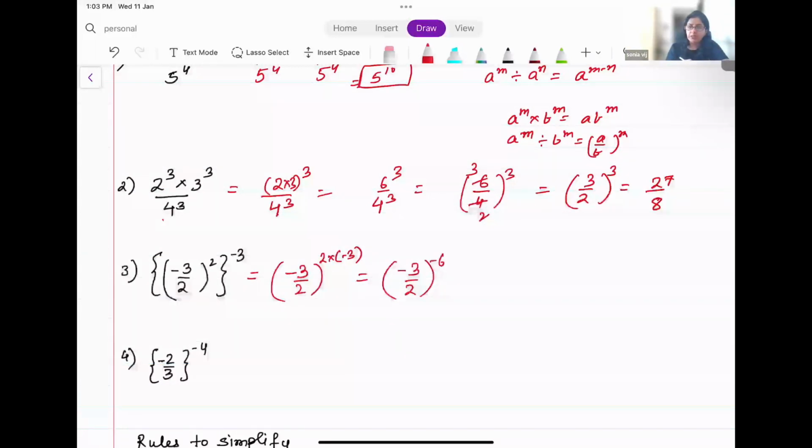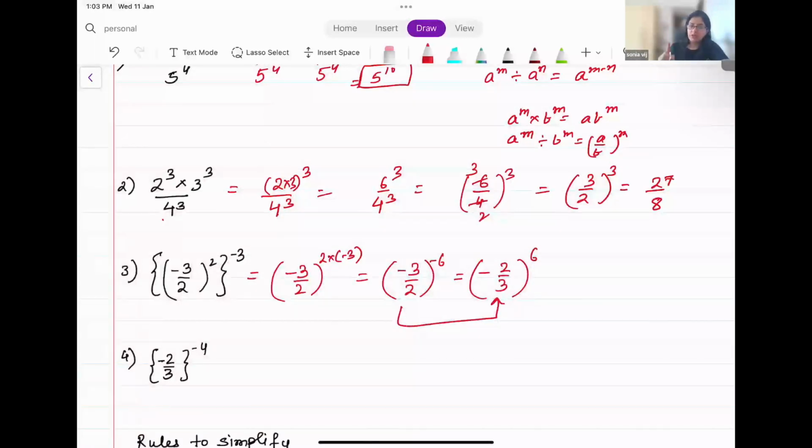Now this minus 6, if I have to make it positive, I have to reverse the fraction. So it will become minus 2 upon 3 to the power 6. Please make a point here. The negative fraction remains, the negative rational number remains the negative rational number. There is no change in that.